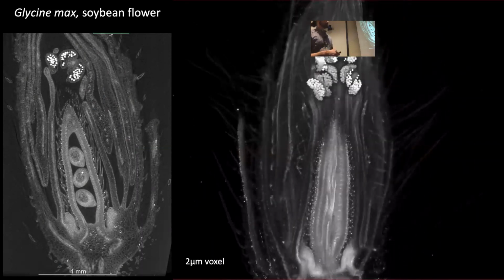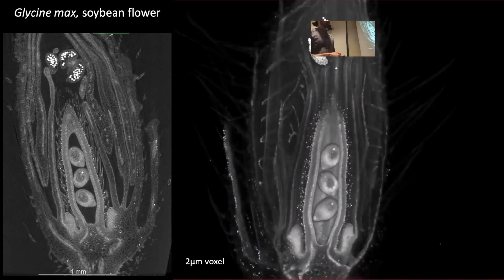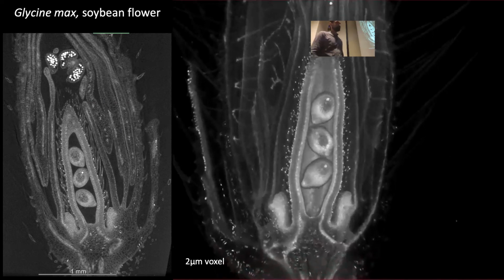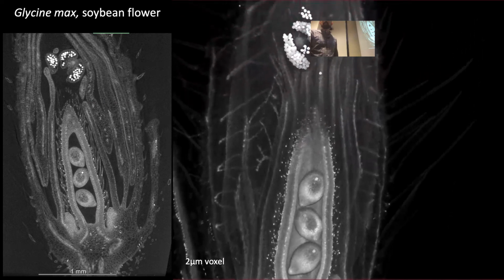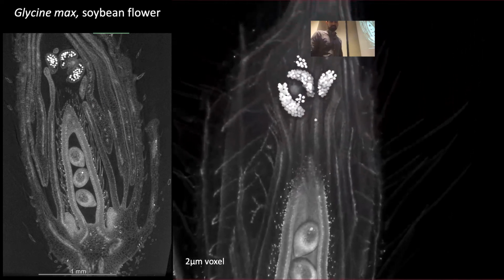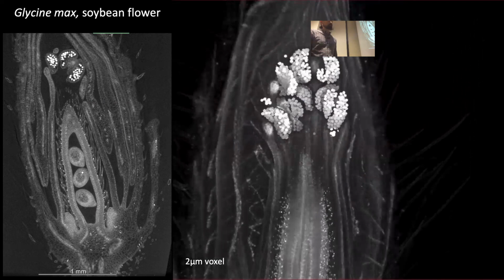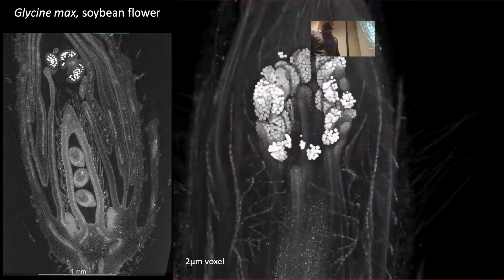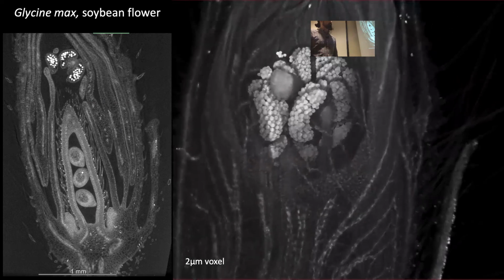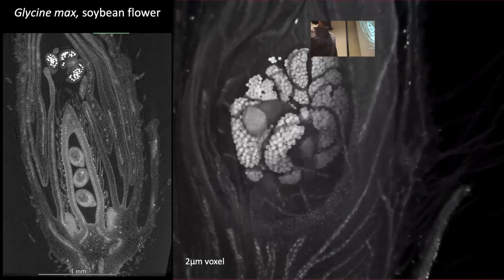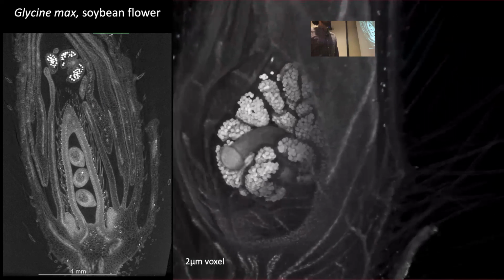So again, this is a soybean flower. You can count the pollen grains. We're seeing seed development in a way that is very difficult to see otherwise. So it's EM, SEM resolution, but it's a 3D model and it's intact. So really, you can tell I stare at these a lot, but I mean, it's pretty phenomenal.